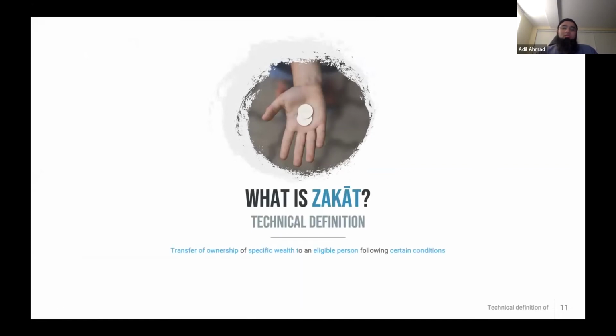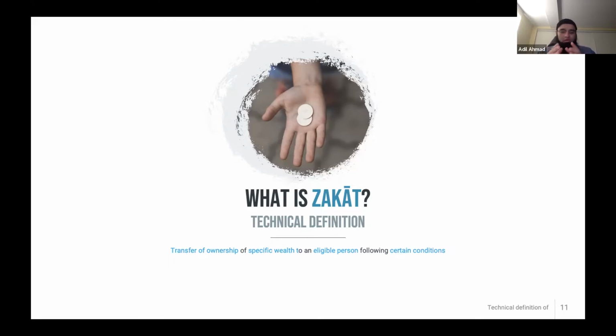Now, we are looking at the technical definition. It is no longer just the literal definition. By zakat we mean tamlik, transfer of ownership, tamliku malin makhsus, of specific wealth. Zakat is not the transfer of ownership of just any wealth. It is specific wealth, which inshallah we will be discussing further on. Ila mustahiqihi, to someone who is eligible. So these are specific terms, to an eligible person.